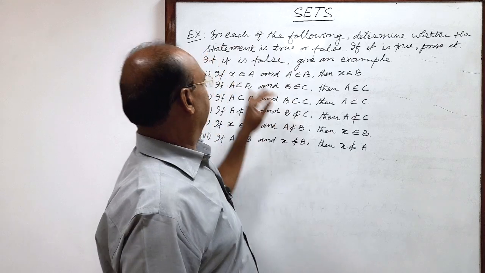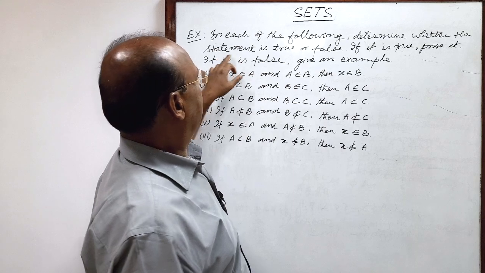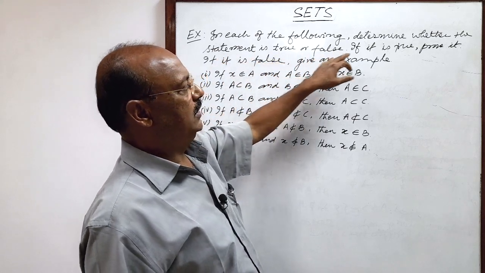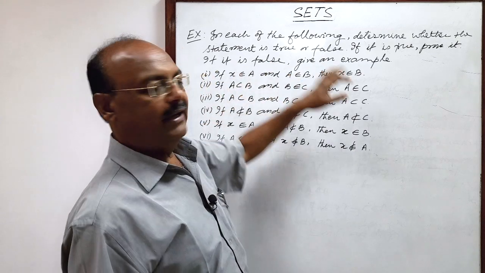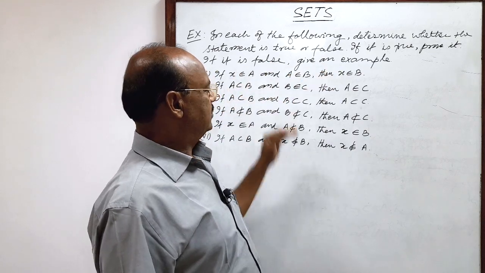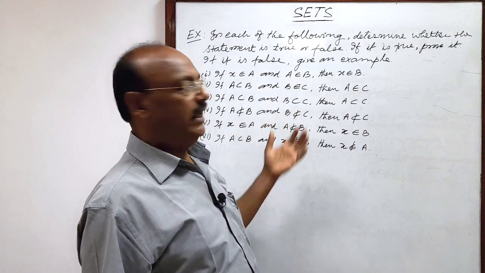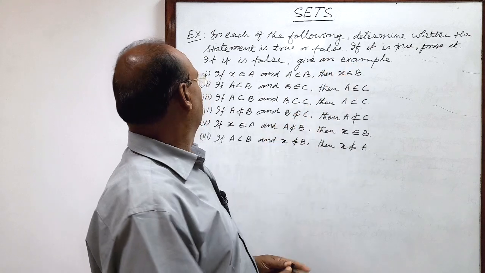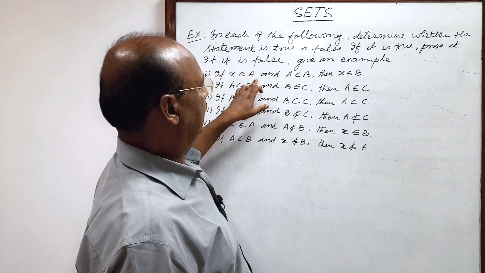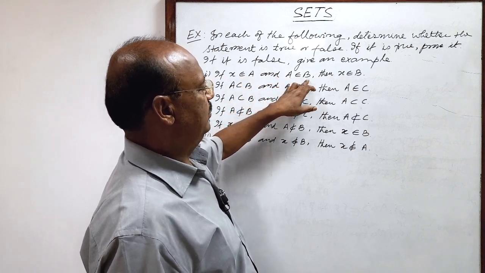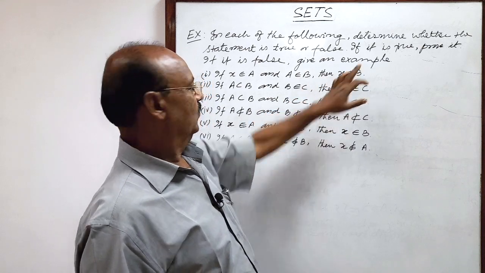Let us see. Here the question is, in each of the following, determine whether the statement is true or false. If it is true, prove it. If it is false, give an example. Means in case of a false statement, we have to explain with the help of an example. So first, if X belongs to set A and set A belongs to set B, then X belongs to set B. Let us see here.